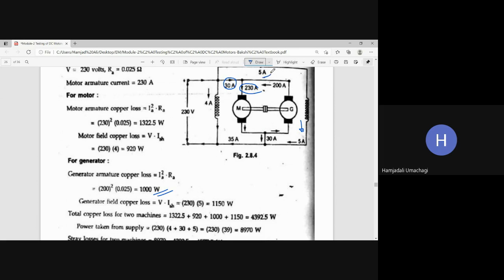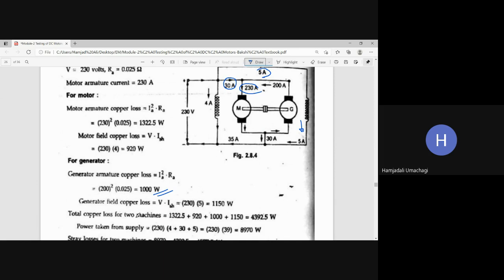ISH of the generator is 5 and V is 230. 230 into 5, which is nothing but 1150 watts. Okay. Now after calculating armature and field copper loss for the generator, the total copper loss for both the machines means the sum of 1322.5 plus 920 plus 1000 plus 1150.